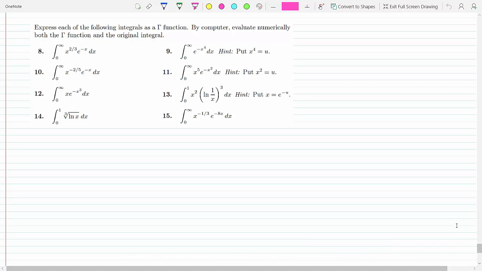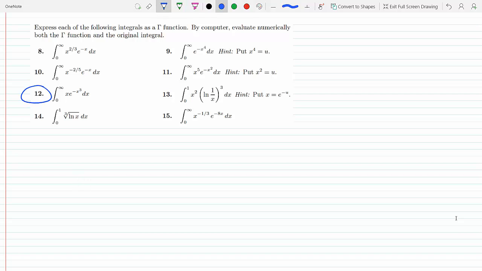Express each of the following integrals as a gamma function and then evaluate numerically both the gamma function and the original integral, by computer if needed. Okay, so I'm going to go ahead and do problem number 12 to show you how to arrange this one. This is section 11.3.